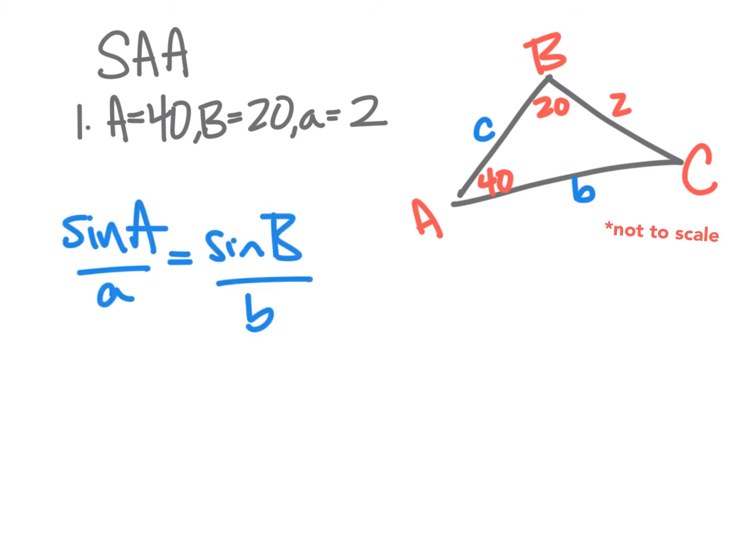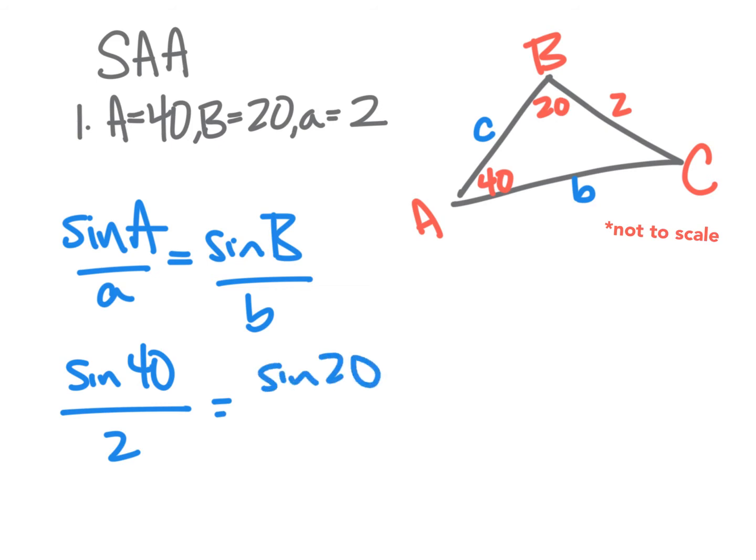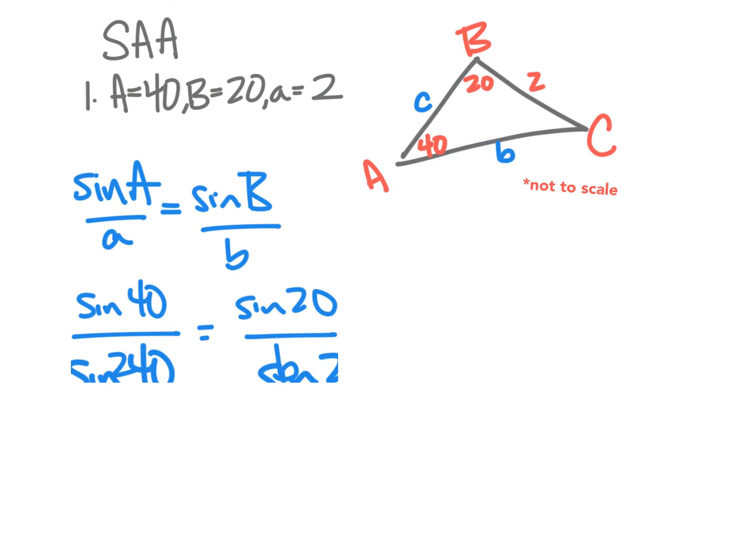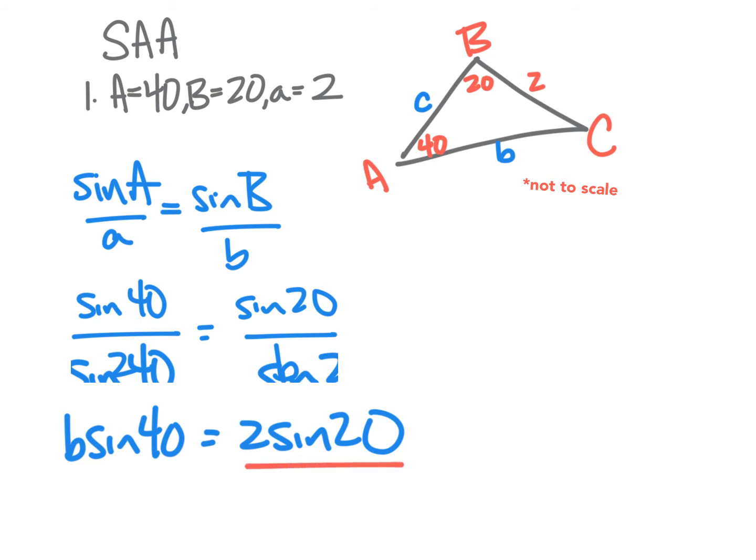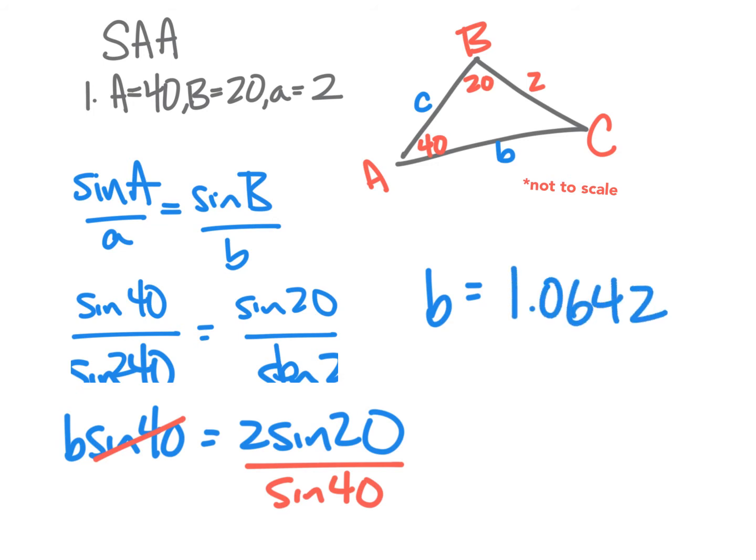By the law of sines, I know sine A over a equals sine B over b. So I can take the sine of 40 over the side a, which is 2, and set that equal to the sine of 20 over side b. So once I cross multiply, I have b sine 40 equals 2 sine 20. Now I can just divide both sides by the sine of 40 to solve for b. What I'll end up with is b equals 1.0642.